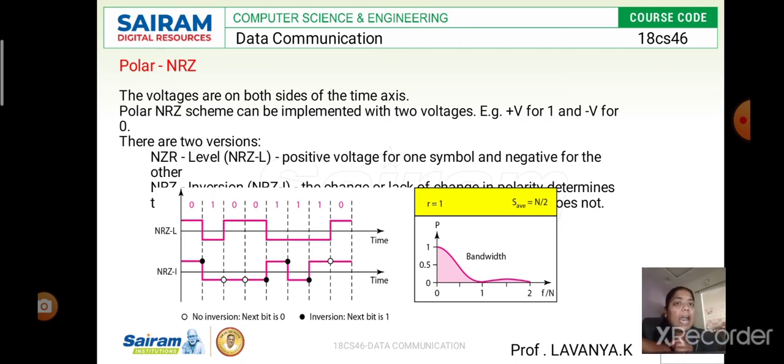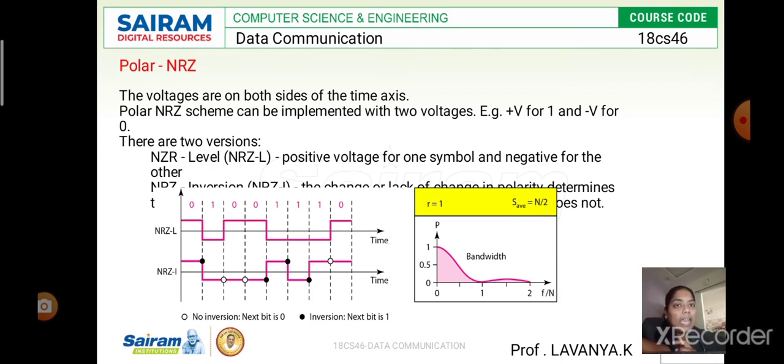The NRZ-L, as I said, differentiates the voltages, that is positive voltage as well as negative voltage. Look at NRZ-L: if it is 0, it is positive; if it is 1, it is negative. Like that, 0 positive, 0 positive, 1 negative, negative, again 1 negative, again 0 positive. Like that they differentiate the voltages in NRZ-L.